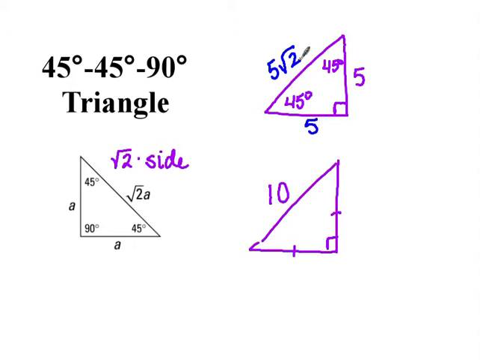And so, how do you go backwards? You divide by root 2. Good. So I'm going to divide it by root 2. But, can't have that. So, root 2 over root 2. So I get 10 root 2 over 2, so your side is actually 5 root 2.